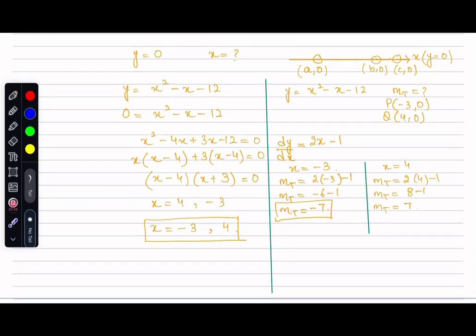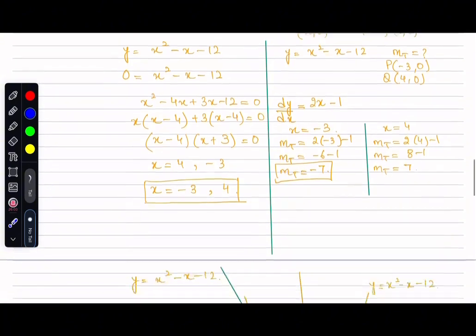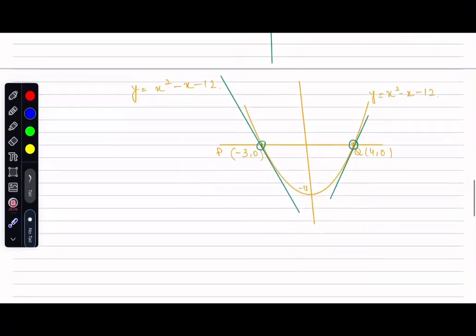So with the gradient values as negative 7 and positive 7, if I just sketch the curve for the sake of understanding, then what I know here is that I have this curve here, and on the x-axis the curve was intersecting at P negative 3 comma 0 and also Q at 4 comma 0.